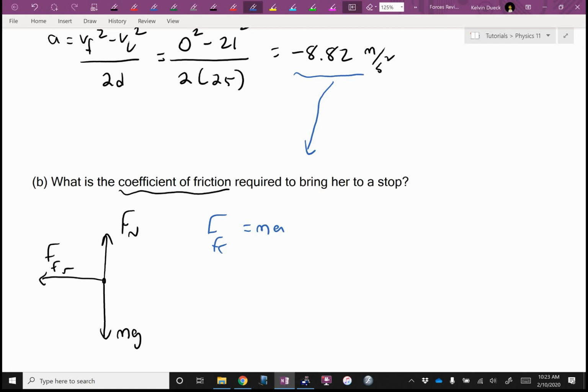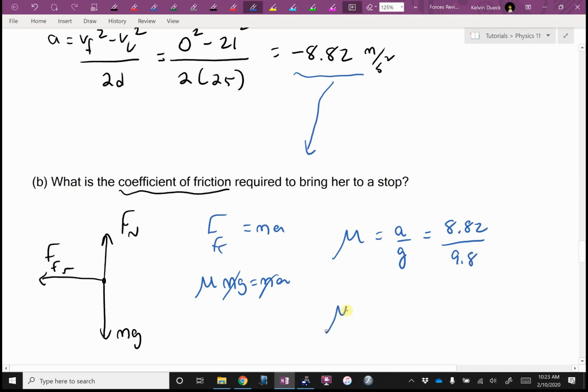Friction equals MA, mu times the normal force. I don't know the normal force. Oh, but look. I know the force is the same size as the normal force. Mu mg equals MA. Turns out the mass cancels. You don't have to if you're not sure, but it does cancel out. And I get mu equals a over g. It's going to be 8.82 over 9.8. 0.9 even? That's a total fluke.